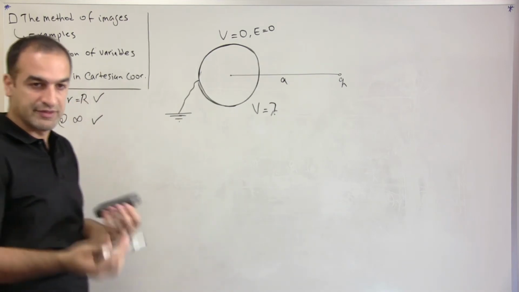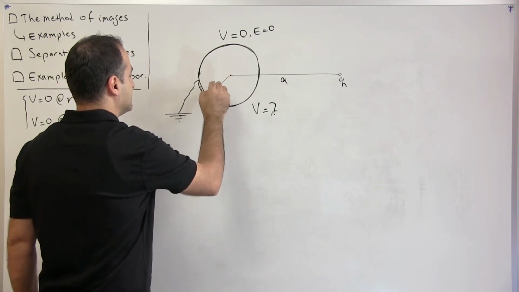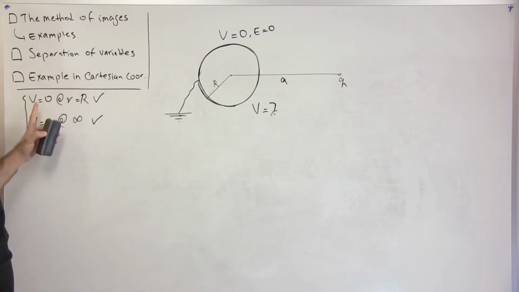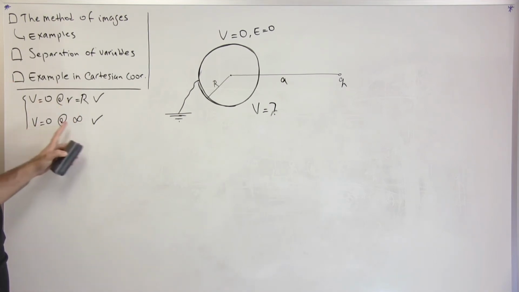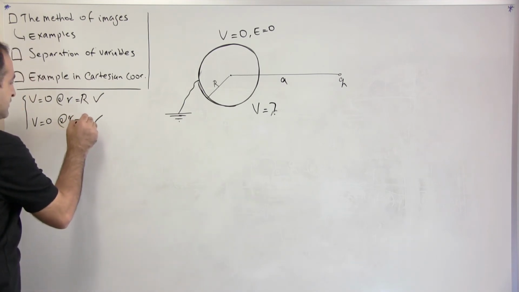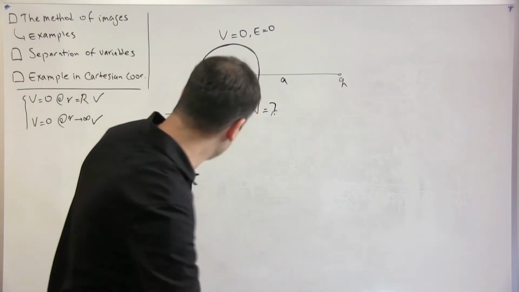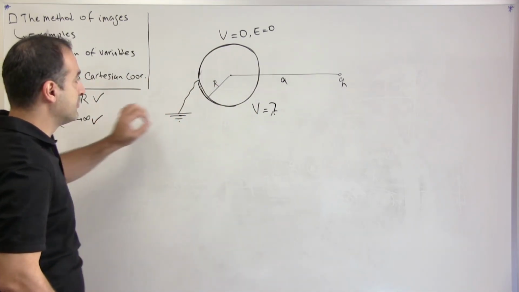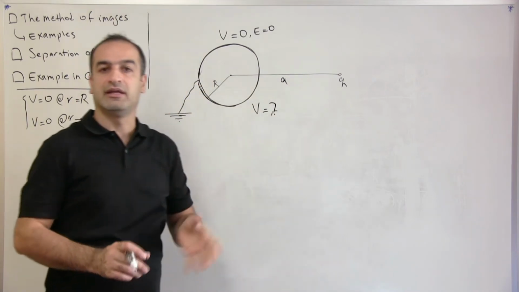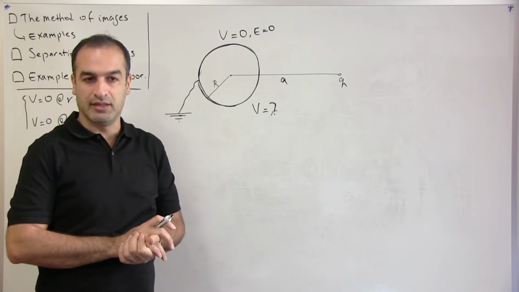Here I'm using spherical coordinates. Imagine capital R is the radius of the sphere. So if we are on the surface, potential should be 0. If we are at infinity, if r goes to infinity, the potential should be 0 as well. So these are the two boundary conditions. And of course, in any space outside of the conductor, electric potential should satisfy Laplace's equation as well.